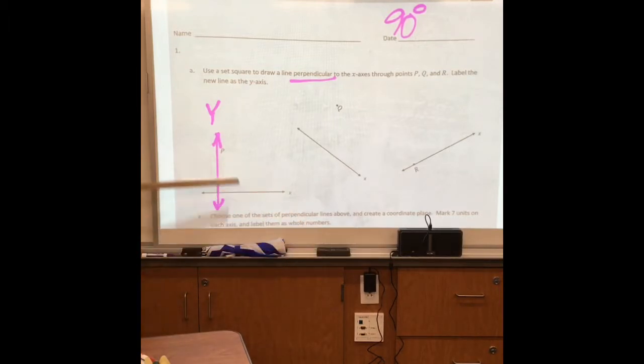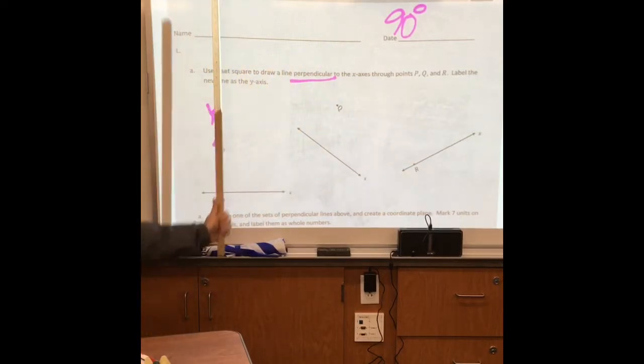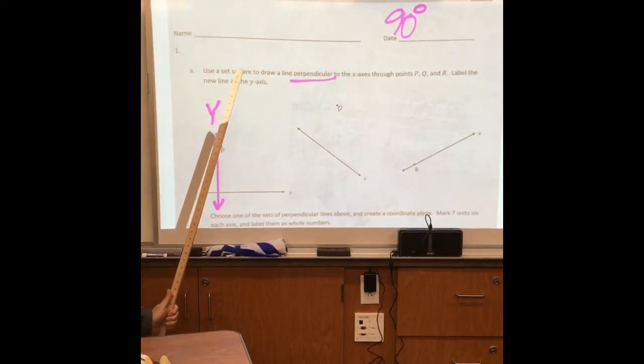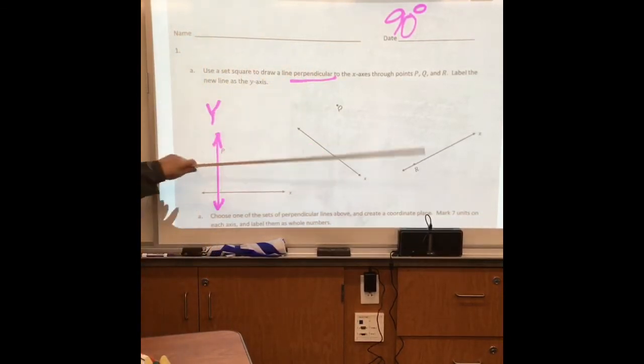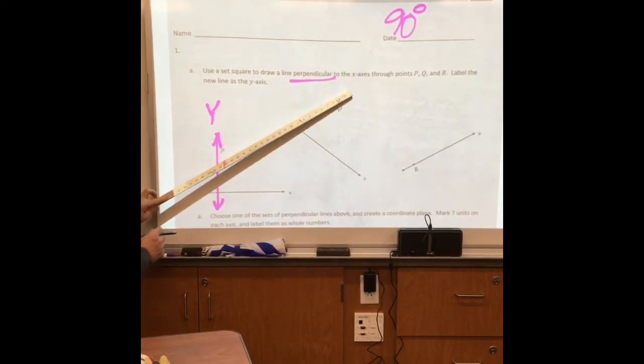X-axis is horizontal. Y-axis is perpendicular to the x, which means it's vertical. It goes up and down. The x goes side to side. But you're going, Mr. McGuire, this one's an x-axis too. Right, it is. But guess what?